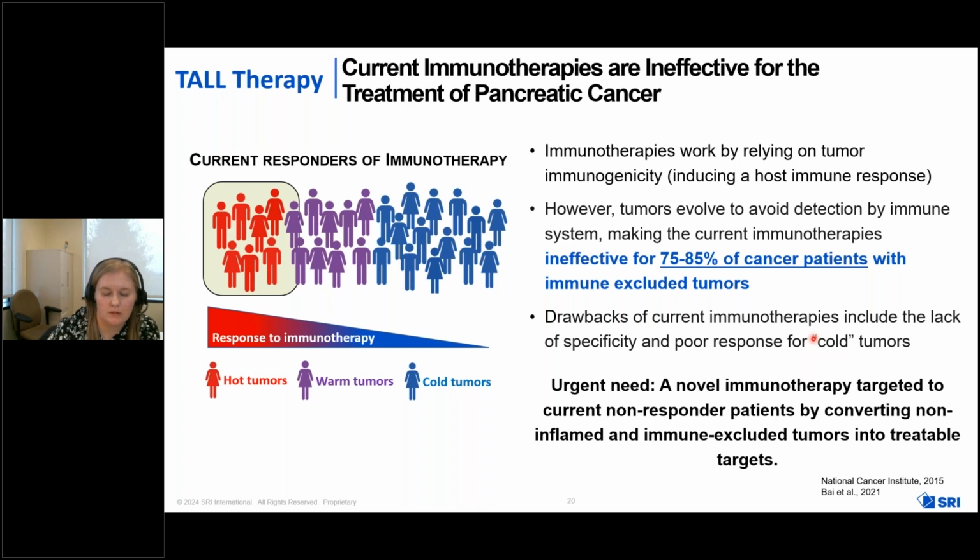However, when we look at pancreatic cancer, they're generally classified as cold tumors. And so they lack microsatellite instability. So they're not having these high levels of neoantigens being produced, as well as they have highly immunosuppressive tumor microenvironments. So these immunotherapies have really struggled to show any therapeutic efficacy within these types of tumors. And so there's an urgent need to develop a novel immunotherapy to target current non-responder patients by converting non-inflamed and immune-excluded tumors into treatable targets.